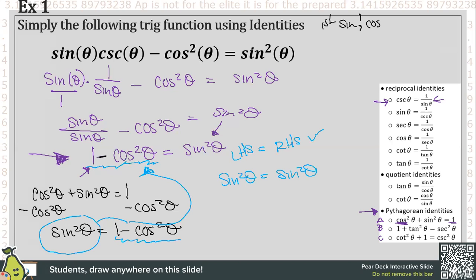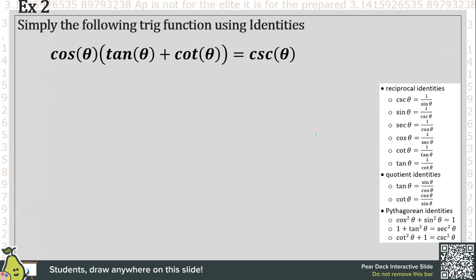Okay, awesome. Let's continue with another example. So go ahead and pause the video and give it a try. We have cosine times tangent plus cotangent equals cosecant. So go ahead and give it a try.